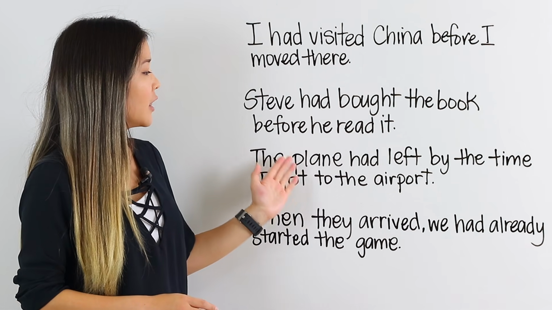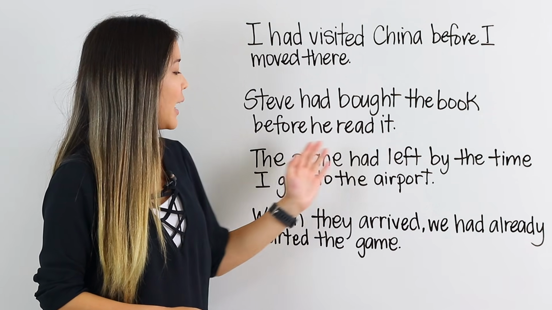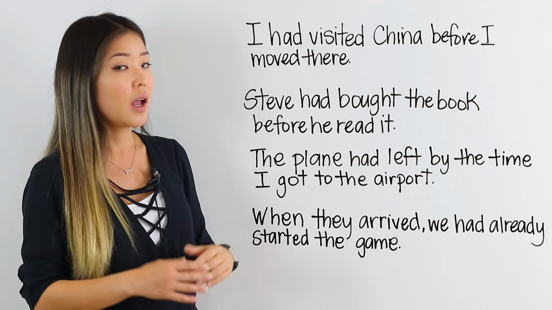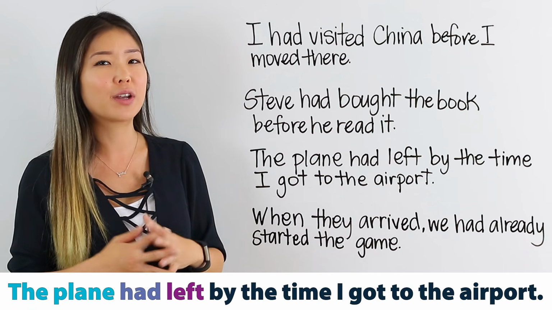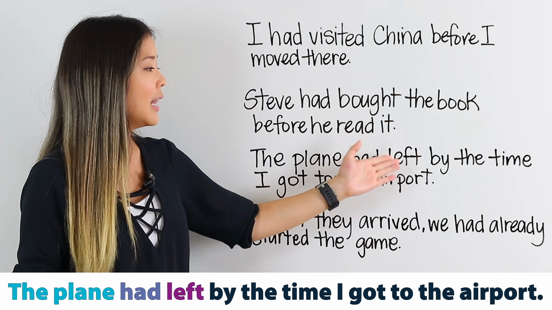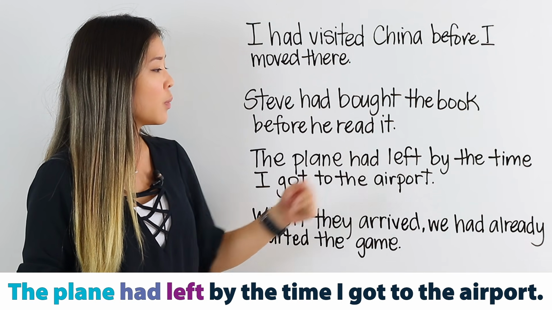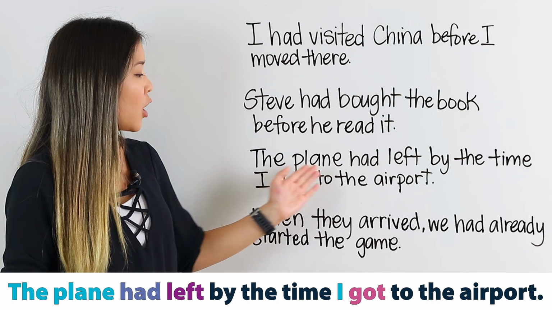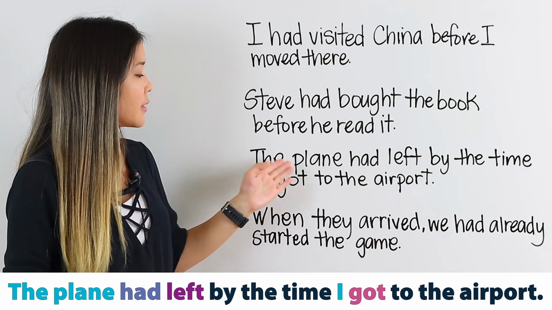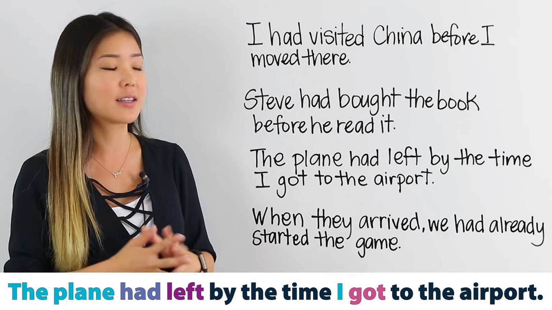And finally, the plane had left by the time I got to the airport. Again, the first part of this sentence is in the past perfect tense. The plane had left. This is the past participle of leave. The second verb says I got to the airport. Got is the past tense of get.